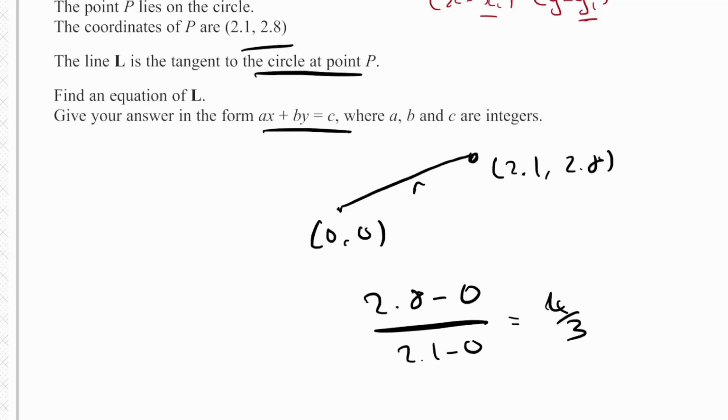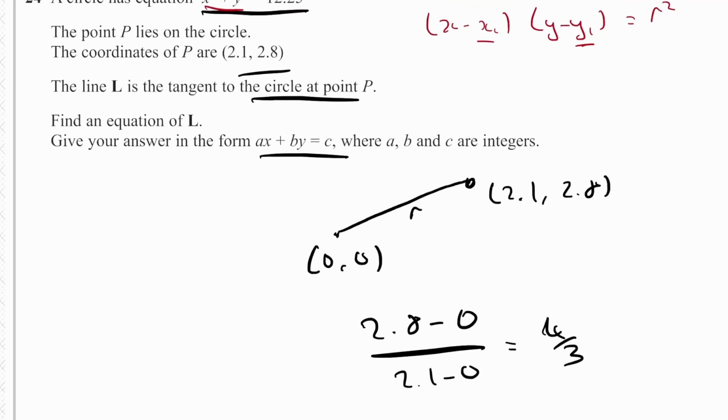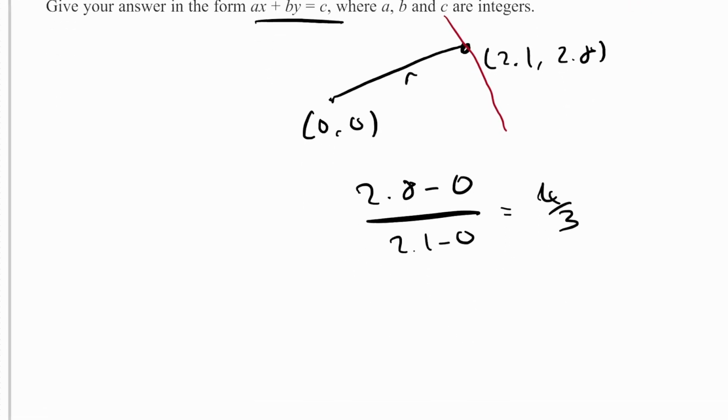Now the reason why we wanted to find this is basically we'd have a tangent to the circle at this point, and so if it's a tangent, that means the gradient is the negative reciprocal. So essentially this is the gradient of the radius. So the gradient that we actually want of our line L is going to be minus 3/4. So it's a negative reciprocal. Okay, so that's our first part.